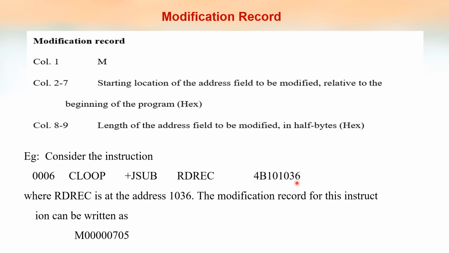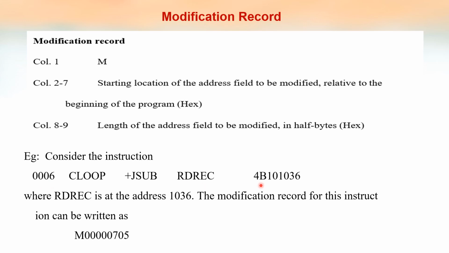So how many half bytes are there? 5 half bytes, that is five 4-bit groups. So the length of the address field to be modified in a format 4 instruction will always be 5. That length is written in columns 8 and 9, that is 05. And here what we have to write is the starting location of the address field to be modified. Where is the starting location? This one, this 0. At which memory location is this 0? The instruction starts from 6.